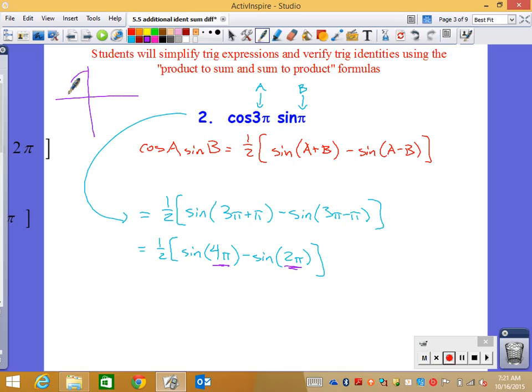Let's look at my unit circle, though. Where am I at with 4 pi? Well, 4 pi is 2 times around the circle, and I'm back at the beginning. So really, sine of 4 pi is the y value of that point, which is 0. So this is 1/2 times 0 minus sine of 2 pi, which is just 1 time around the unit circle, back at 0 again. So the y value there is 0. So this is 1/2 times 0, or 0. Whenever you're actually given an angle, 4 pi, 2 pi, you have to evaluate. You have to simplify down as far as it goes and get an actual number answer.